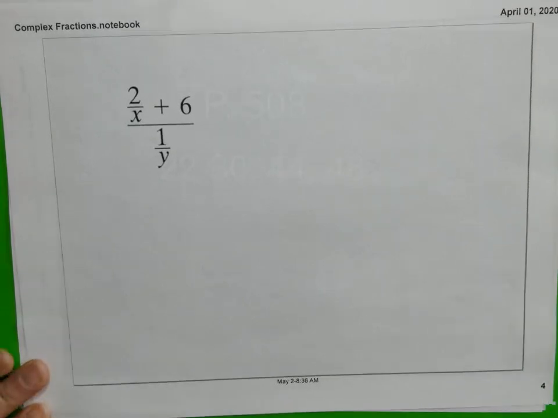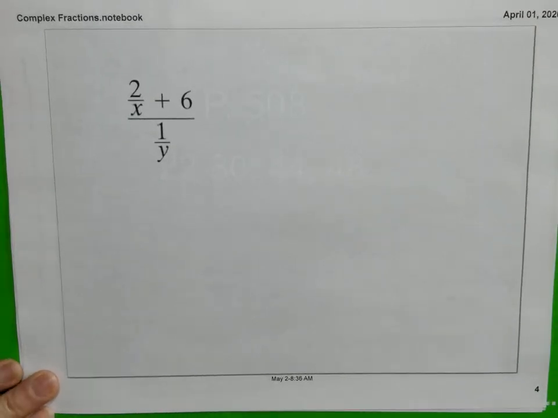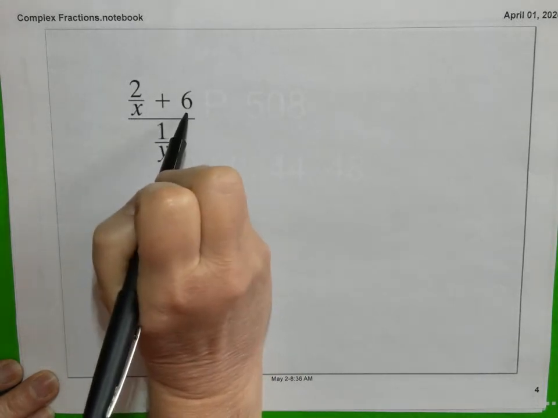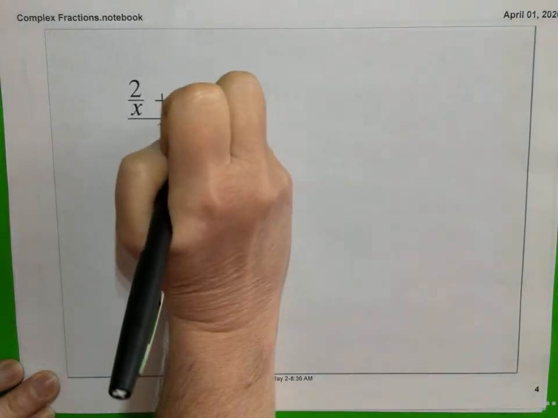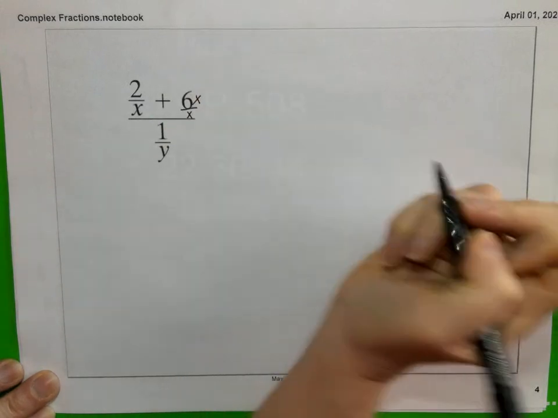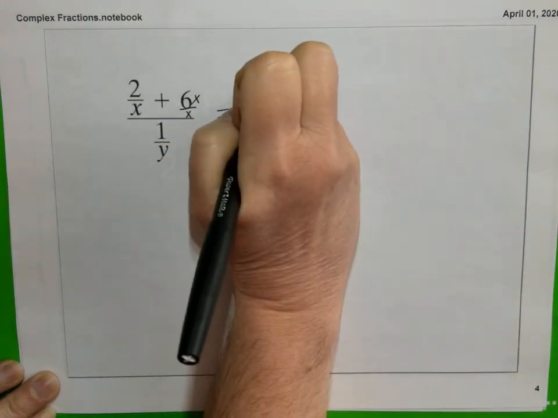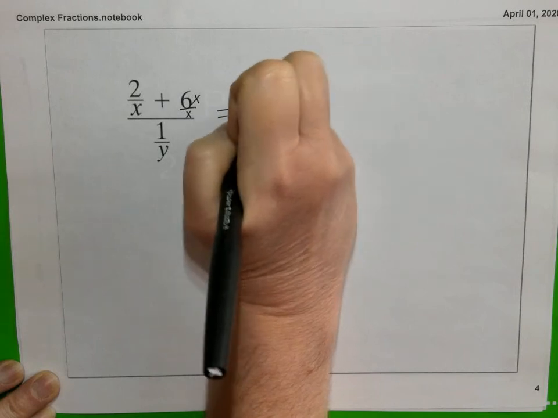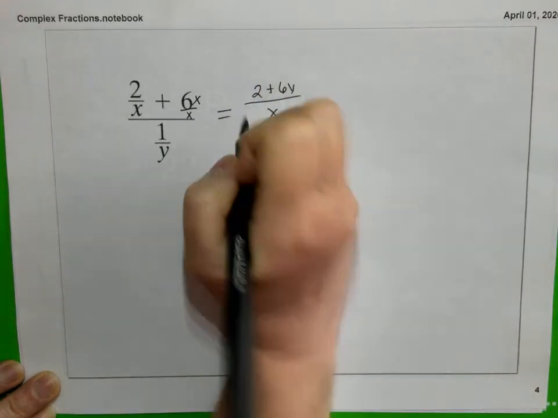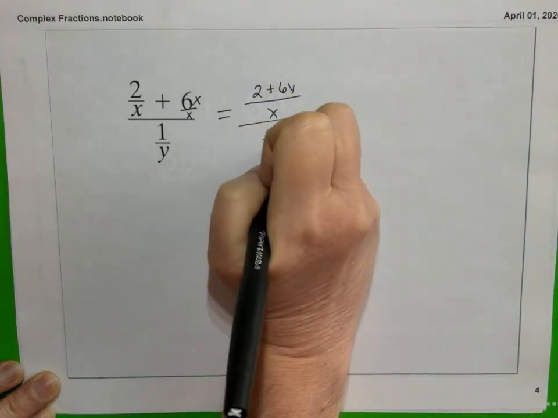Okay, we're back to that. Got to make them look similar anyway. So, okay, I need an x over here. So remember the rule. If I multiply the bottom by x, I have to multiply the top by x. So my top fraction turns out to be 2 plus 6x over x, all divided by 1 over y.